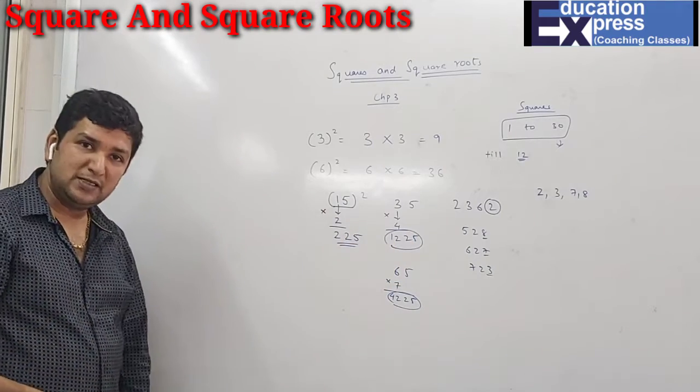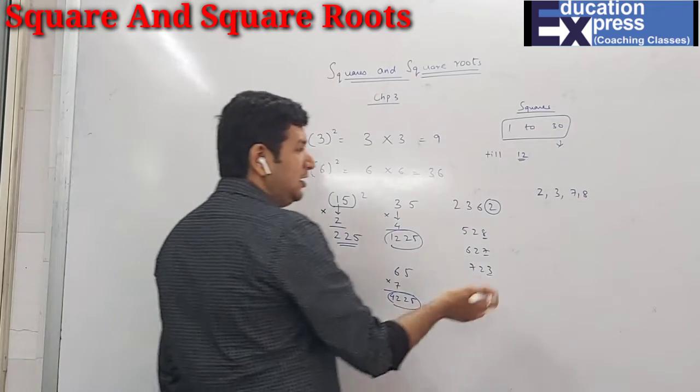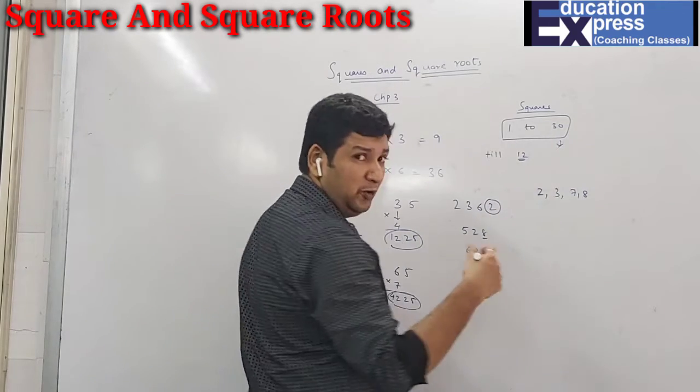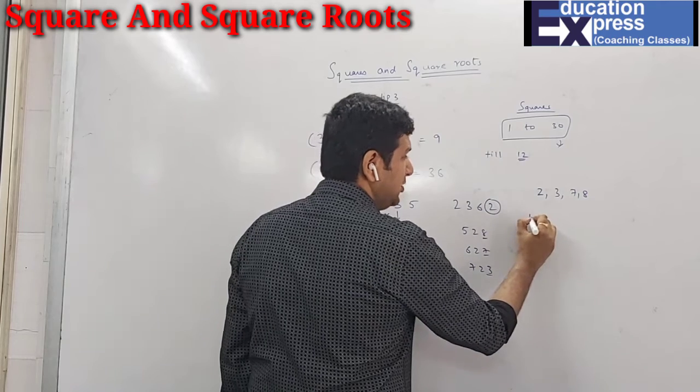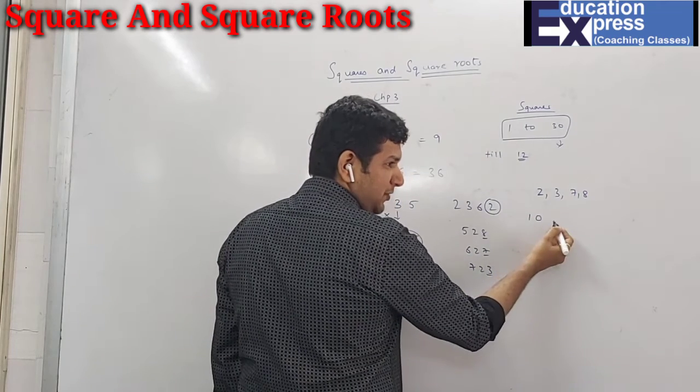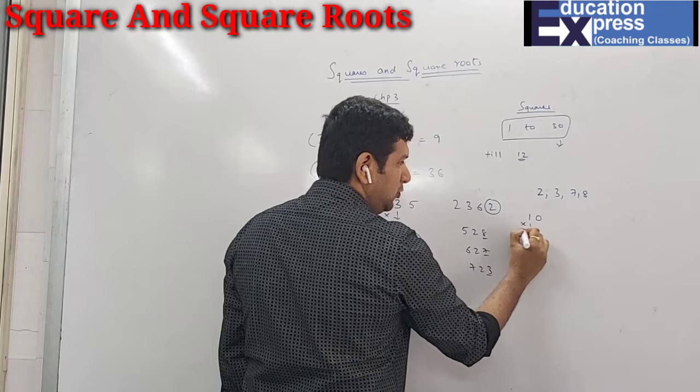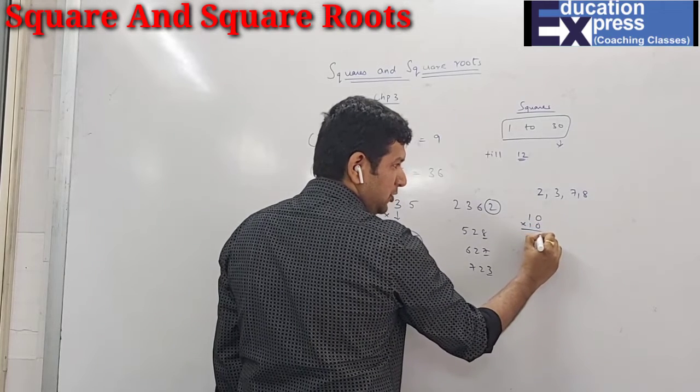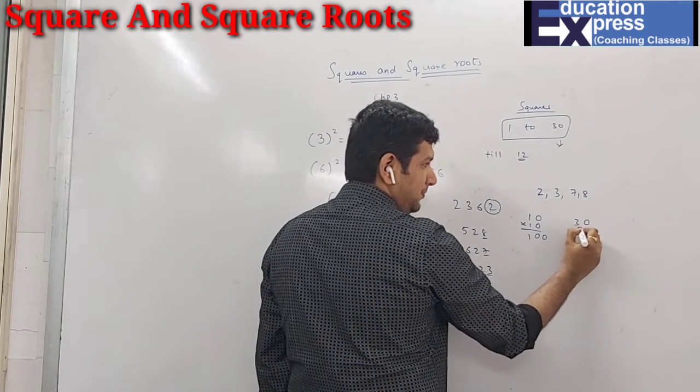Similarly, you can also find the square of any number which has unit place as 0. So 10 square. So obviously yes, 1 into 1 is 1 and there are 2 zeros.